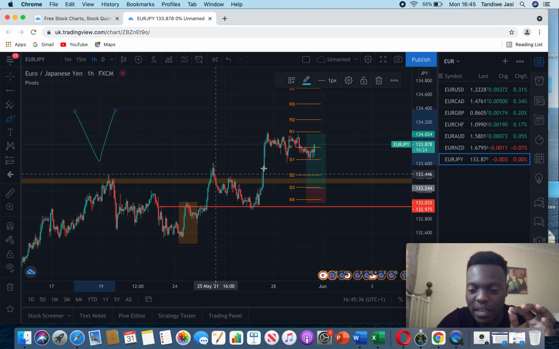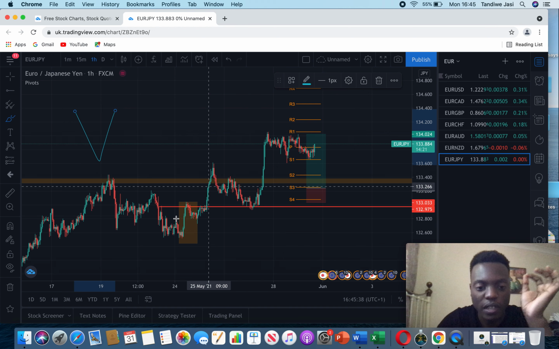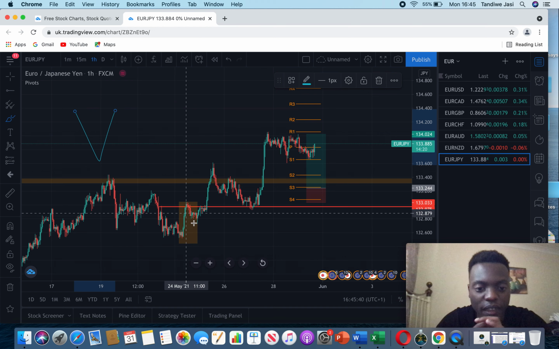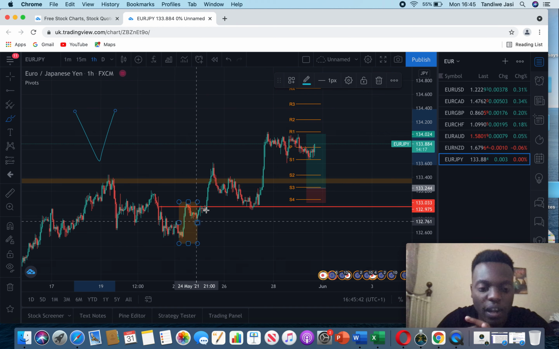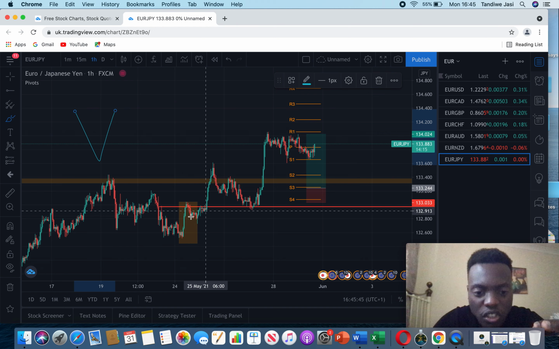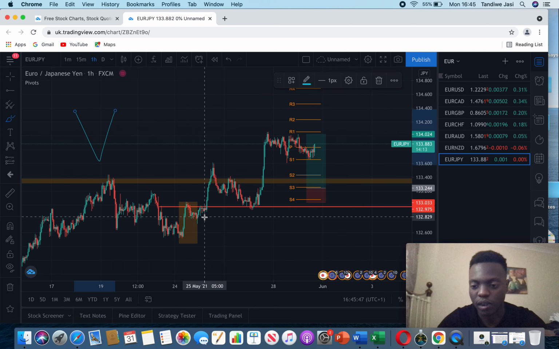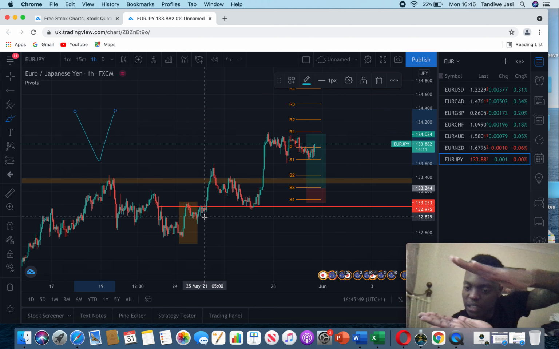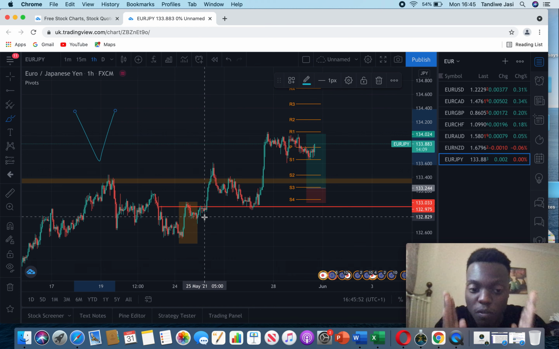This is what happens next after that V recovery. So it did a V recovery, and then we had that little range, right? That sideways move that happens, right? That sideways move is very, very important, and you need that to happen. Why am I saying it's very, very important?